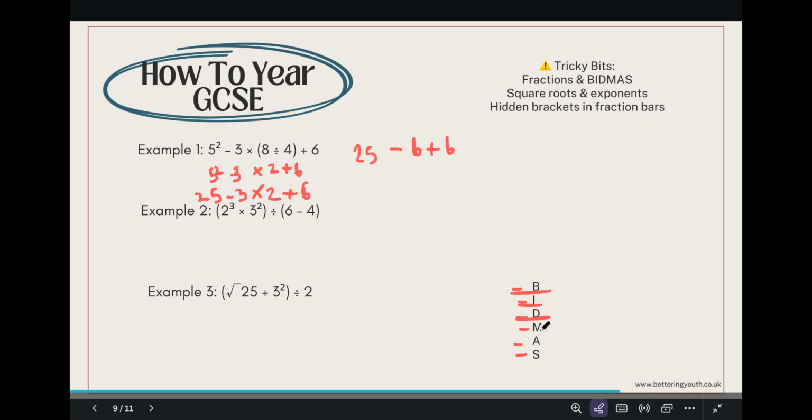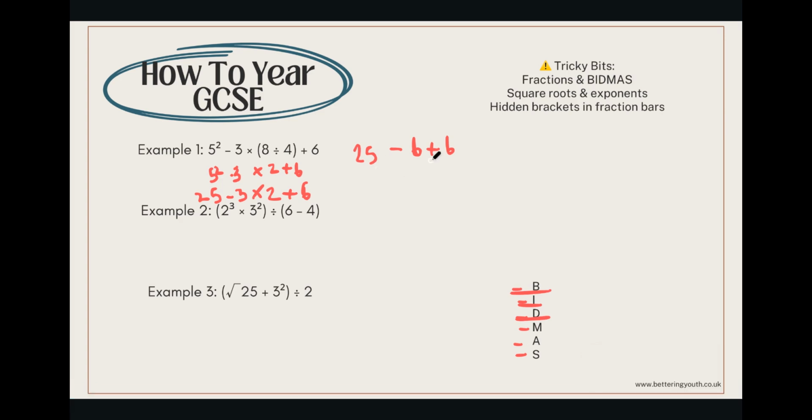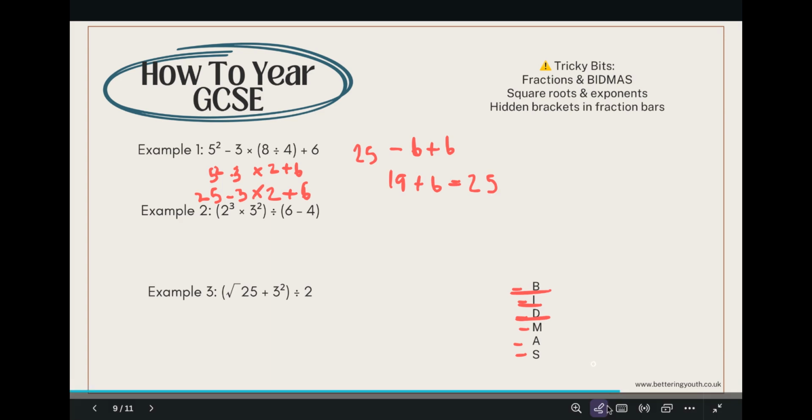Then we have addition and subtraction, but reminder, they go in the order in which they have arrived. So in this case, 25 take away 6 is first. That would be 19. And then we're going to add 6, which really they've canceled each other out. So that leaves us with 25. Well done. Moving on to our next one.